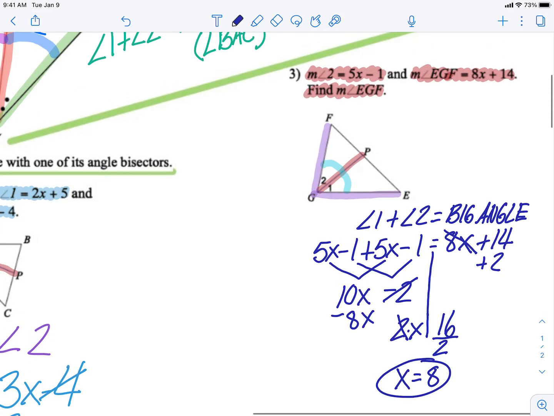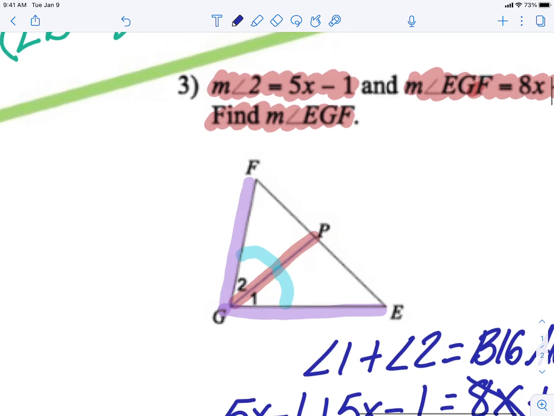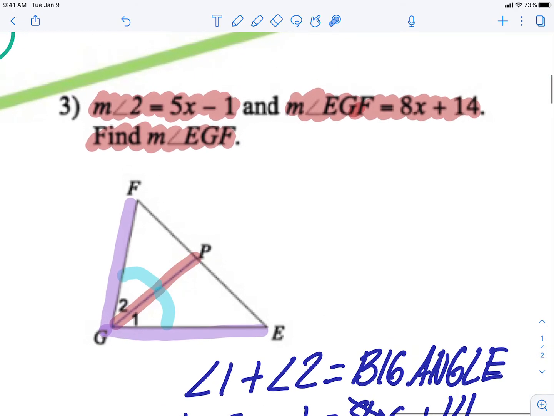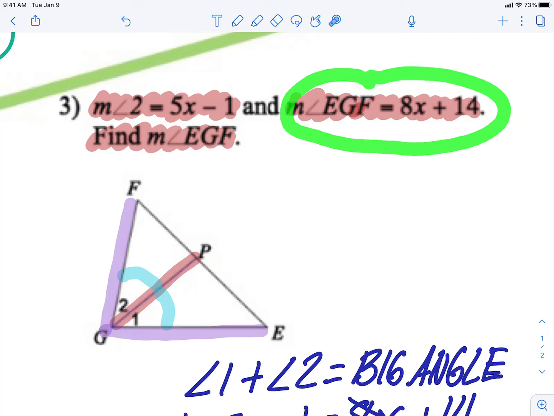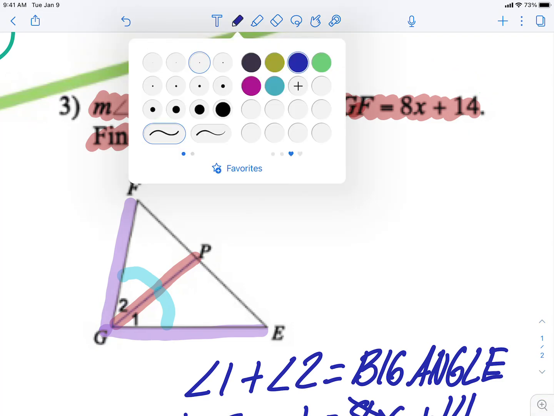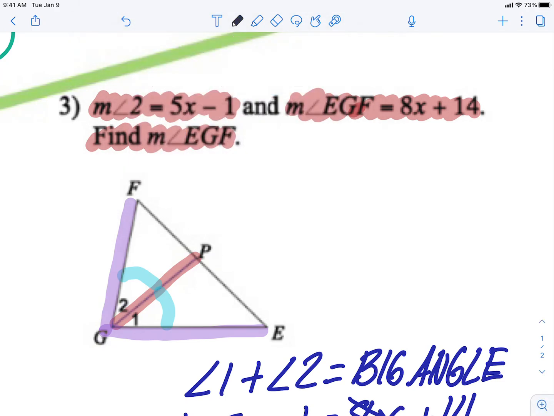And is this the final answer? Come on. You guys already know that it's not. Because number 3 doesn't say find x. Number 3 said find angle EGF. Well, how much is angle EGF? Fortunately, they give it to us right here: 8x plus 14.